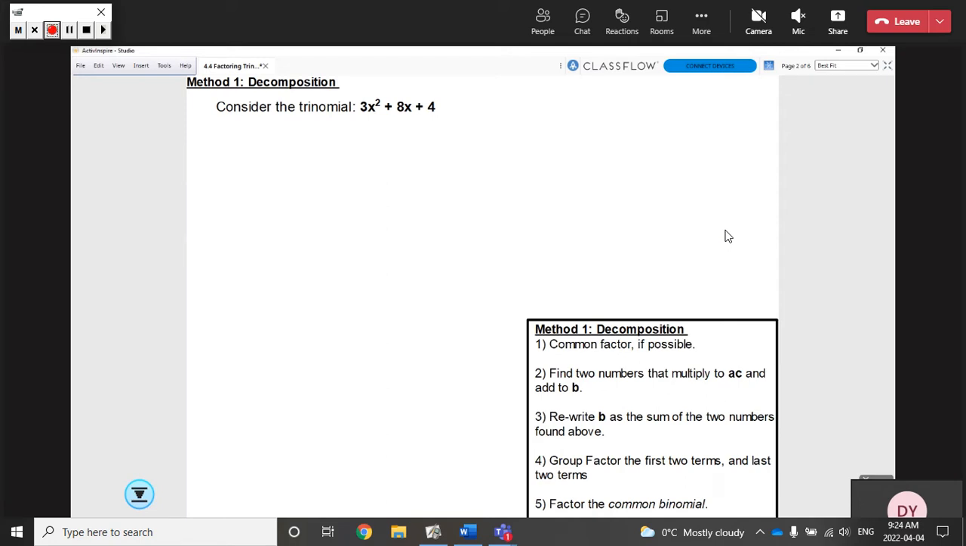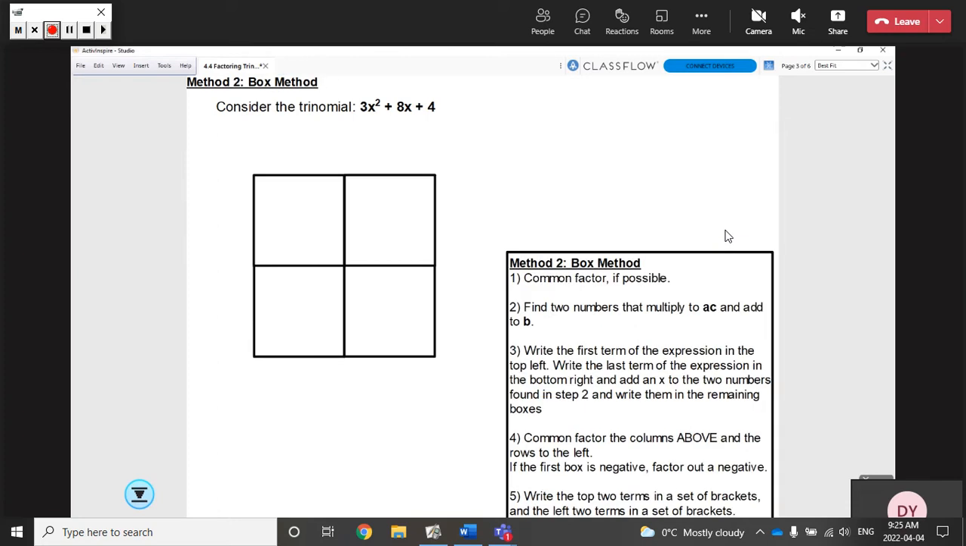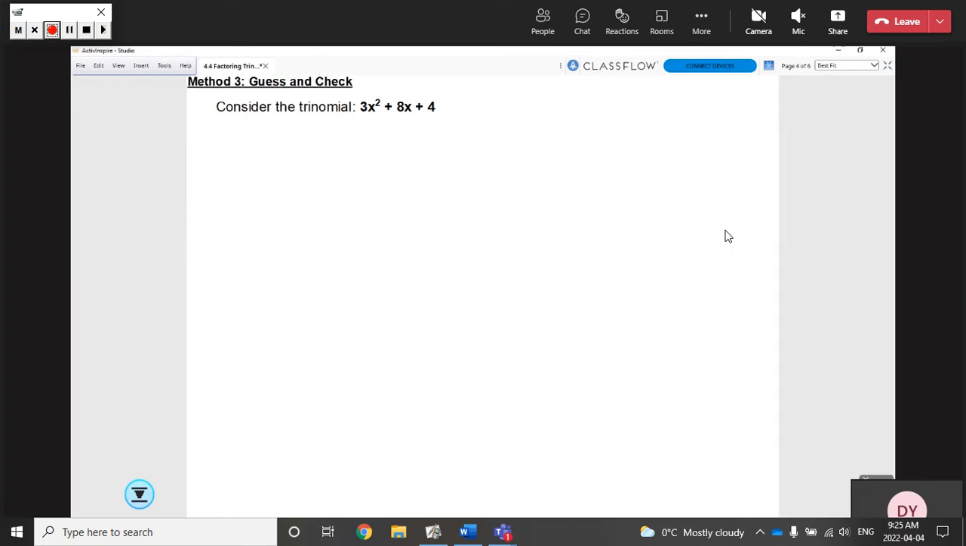So today we're going to look at 3 different methods. Actually, maybe even 4. There is a 4th one out there. We love it. It's great. It's called the Magic X. But in fact, I think it's too magical for us in grade 10. But maybe I'll post a video of it on D2L separately. So we're going to learn decomposition, which is the first method, the box method, which is the second method, and then the guess and check method, the third one, which literally is just guessing and checking.